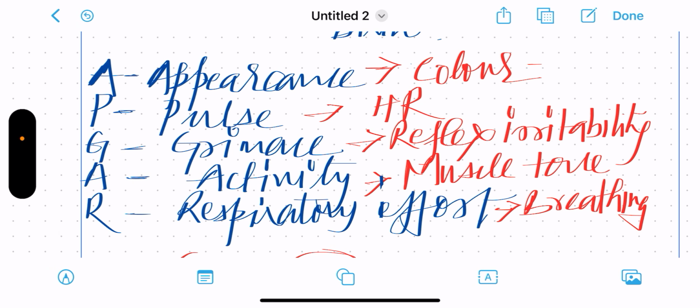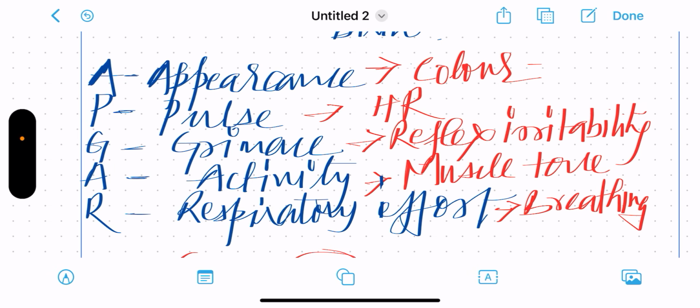Then we see the pulse of the child. How is the pulse of the child? And how do we assess that? We assess that by studying the heart rate of the child. Whether the heart rate of a child is more than 100 or below 100 or absent heart rate. Then we study about the grimace. How do we study about the grimace? In grimace, we actually study about the reflex irritability of a child.